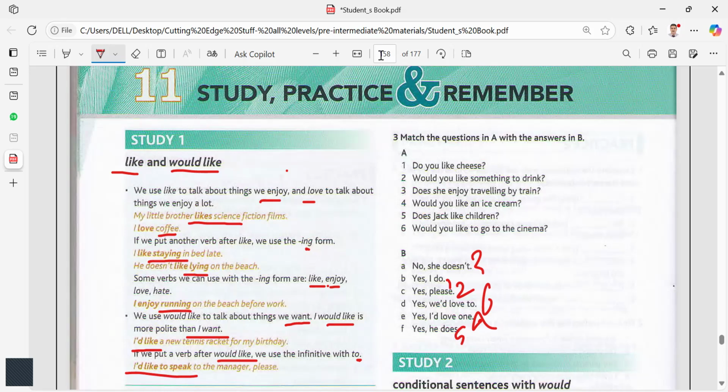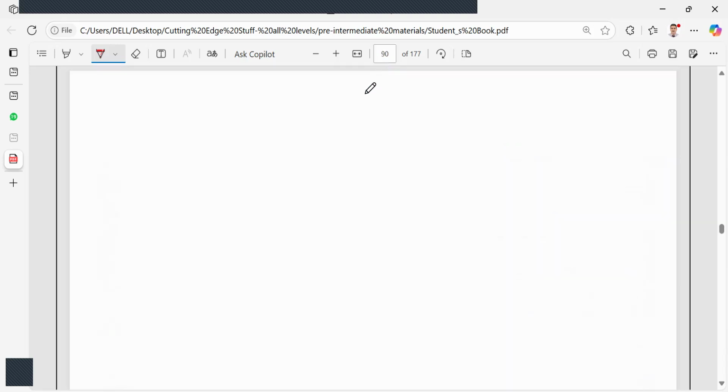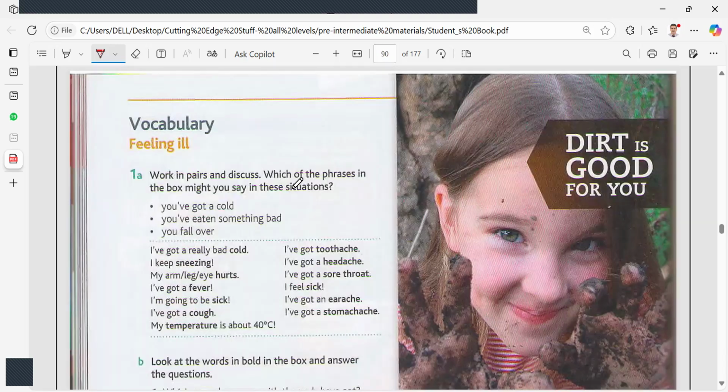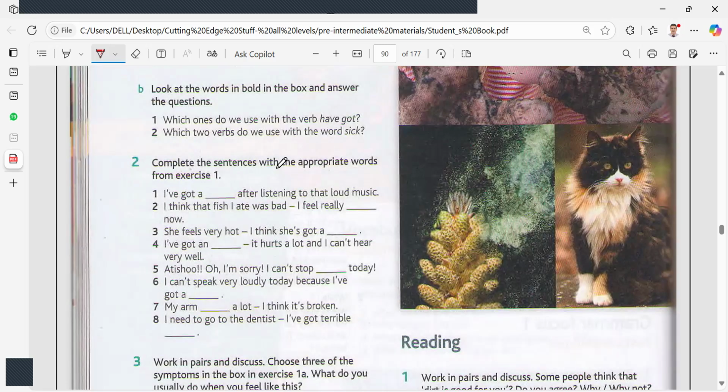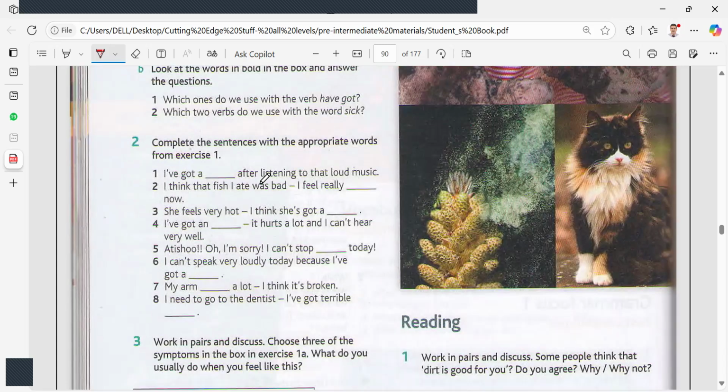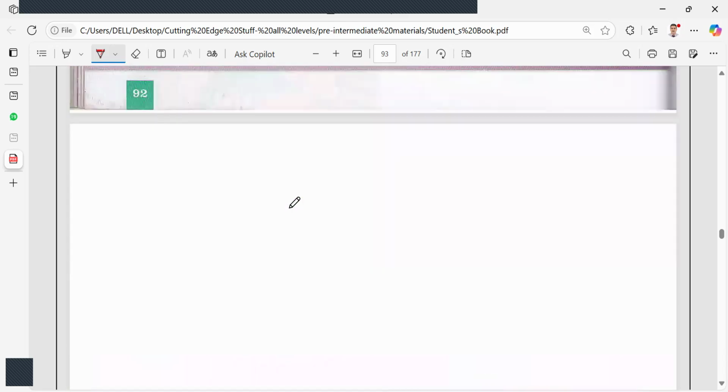So far, so good? Yes. Right. Now go to page 95 to have further questions about would like and like.